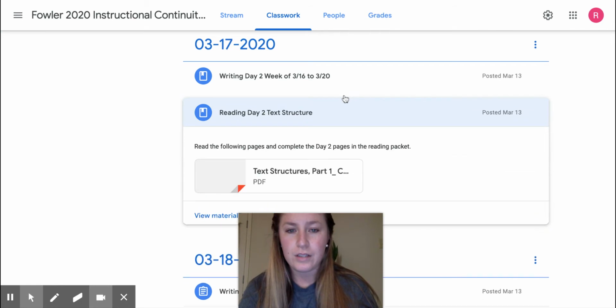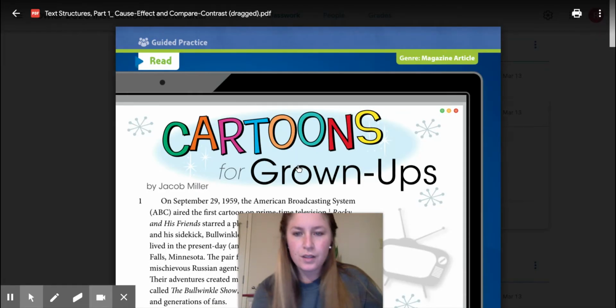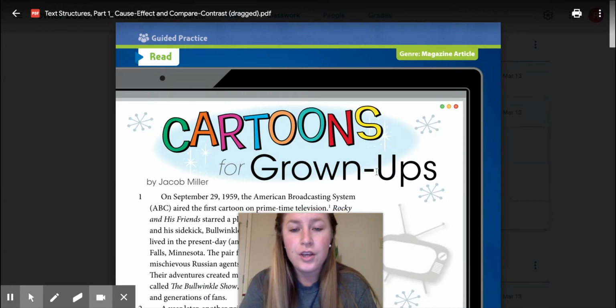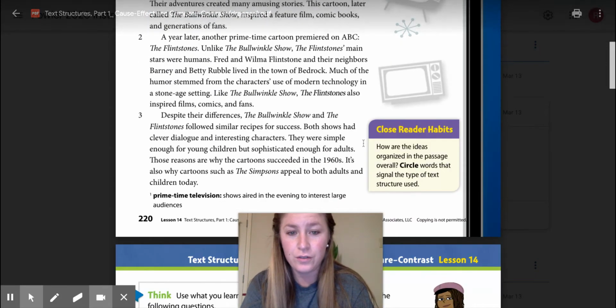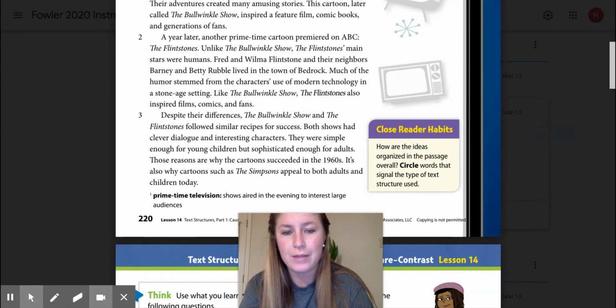All right, so I'm going to click here and go into it. You will see that you are reading a passage called Cartoons for Grown-ups. You're going to read this passage to yourself. Notice over here it tells you what the close reader habits are. It says, how are the ideas organized in the passage overall? Circle words that signal the type of text structure used.